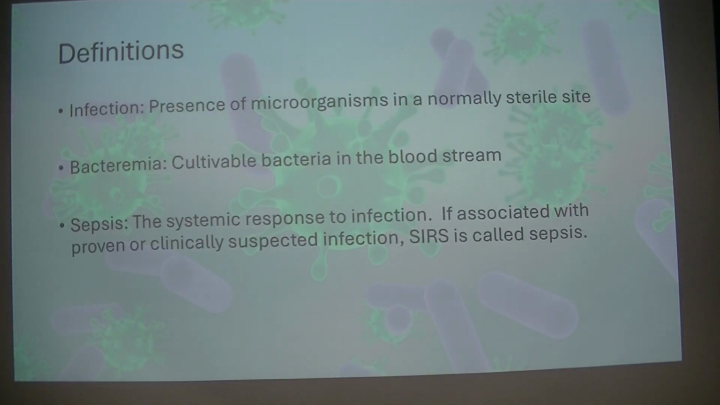So we're going to go over some definitions. An infection is the presence of microorganisms in a normally sterile site. Bacteremia is cultivable bacteria in the bloodstream. Sepsis is the systemic response to infection. If associated with proven or clinically suspected infection, SIRS is called sepsis.